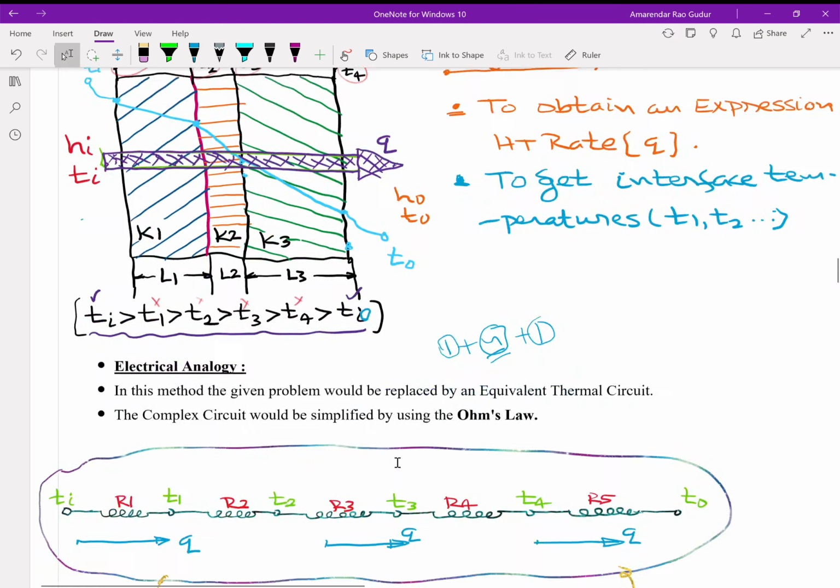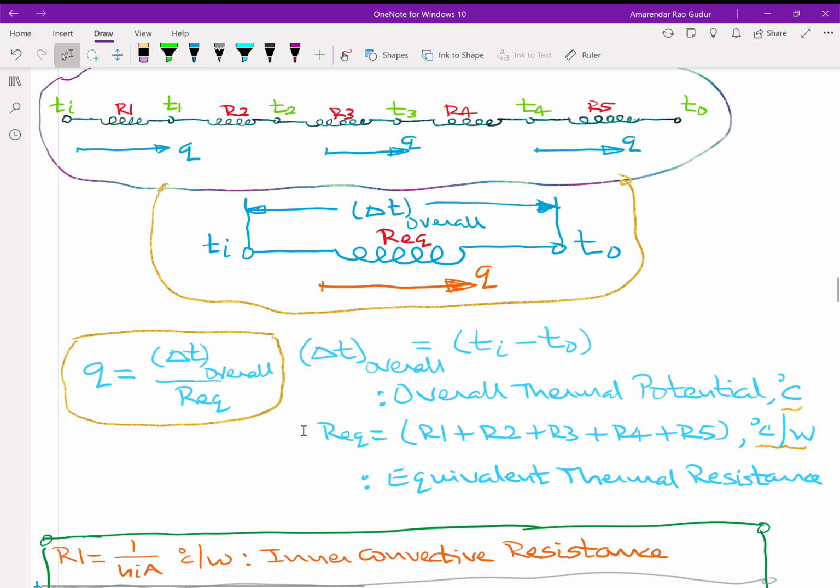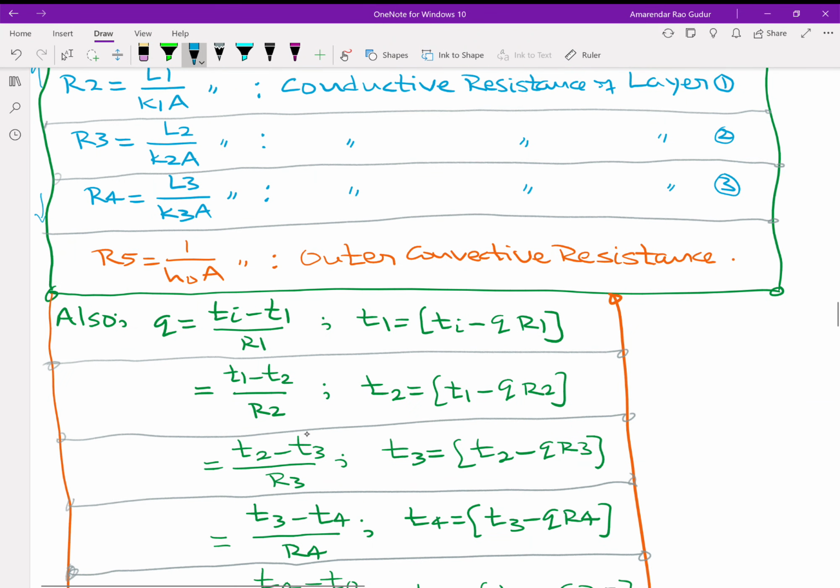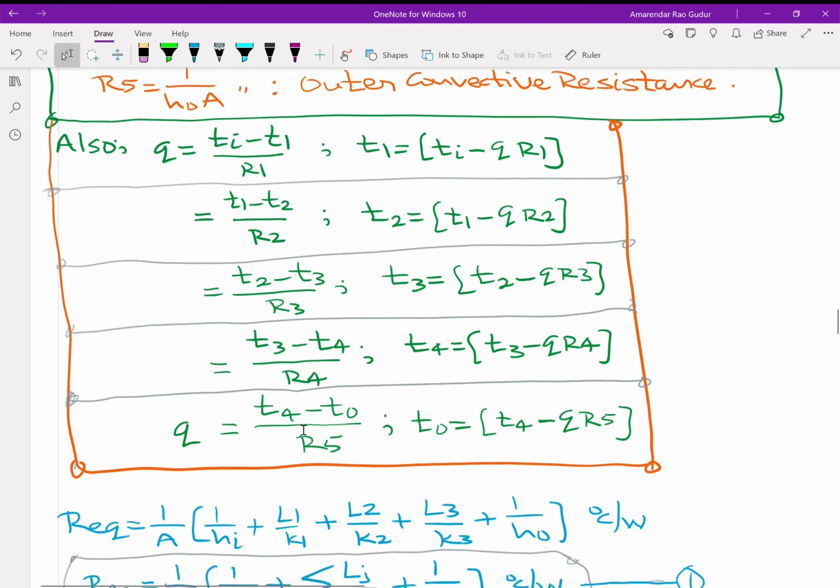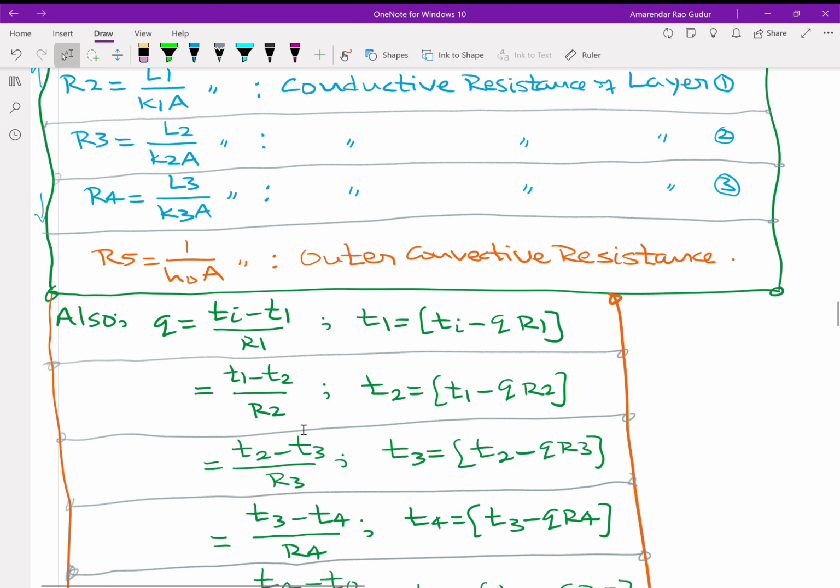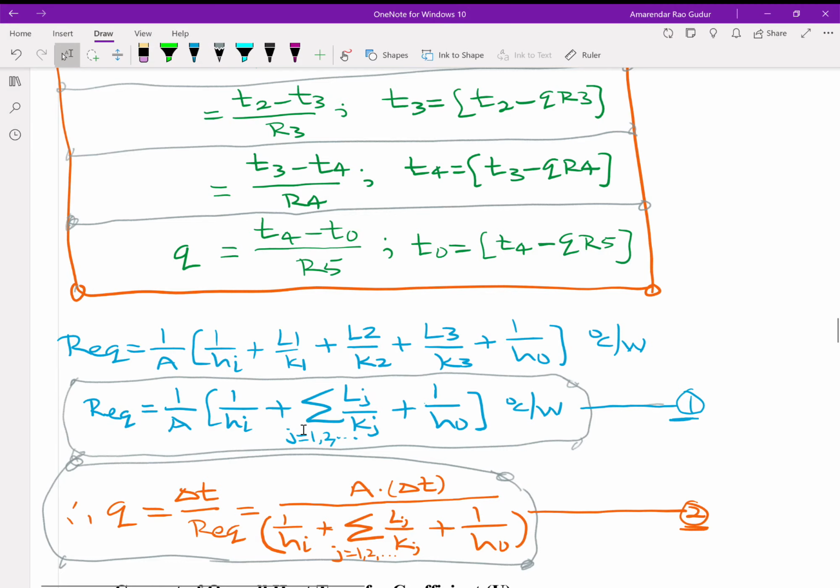Therefore, once we get Q using this formula del T overall by R equivalent, we can as well write this Q as inner convection, Ti minus T1 by R1. From this we can find T1 as Ti minus Q into R1. Then Q is also conduction through first layer, T1 minus T2 by R2. You can find T2, and so on till you get all the intermediate temperatures. So this is how we calculate intermediate temperatures as well as heat transfer rate.